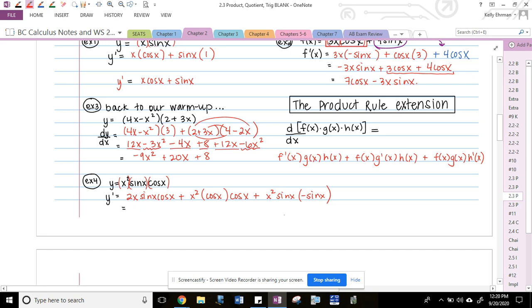And then simplifying, let's see, it looks like we have 2x sine x cosine x plus x squared, this would be cosine squared x, and then minus x squared sine squared x. And again, I know there's a GCF I can factor an x out, but we're not trying to solve anything, so we're not going to bother looking at that. We would just leave it as y prime is equal to this.